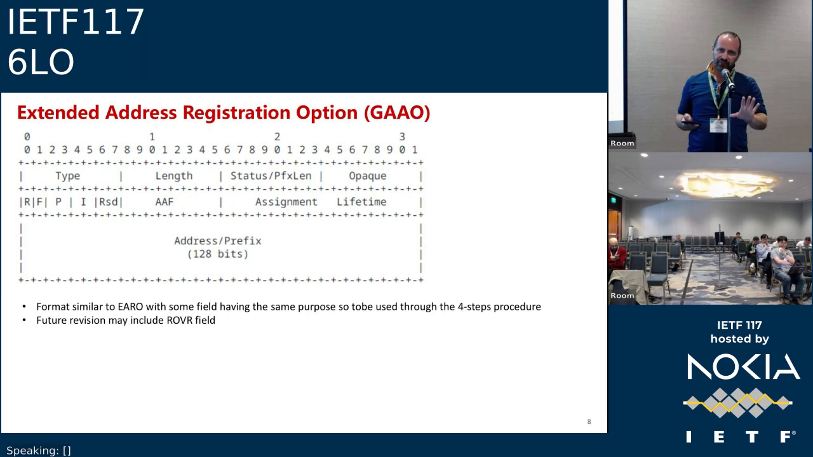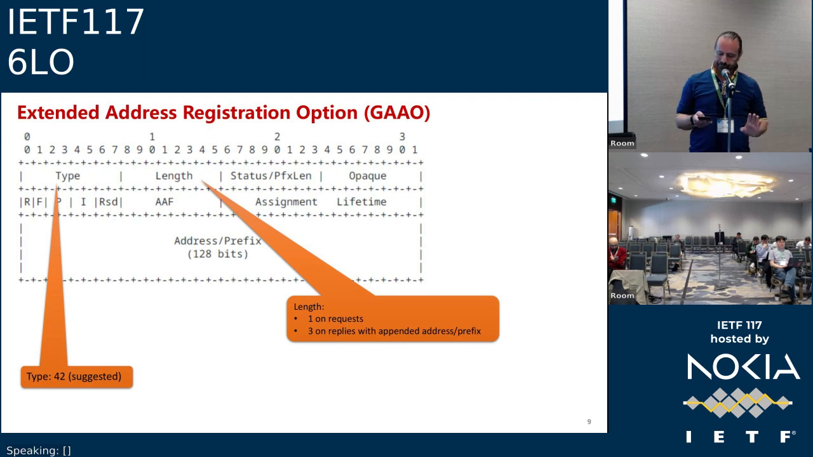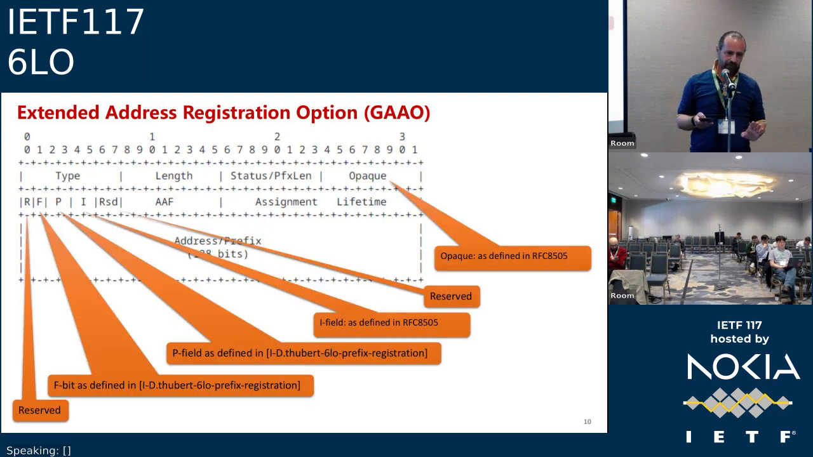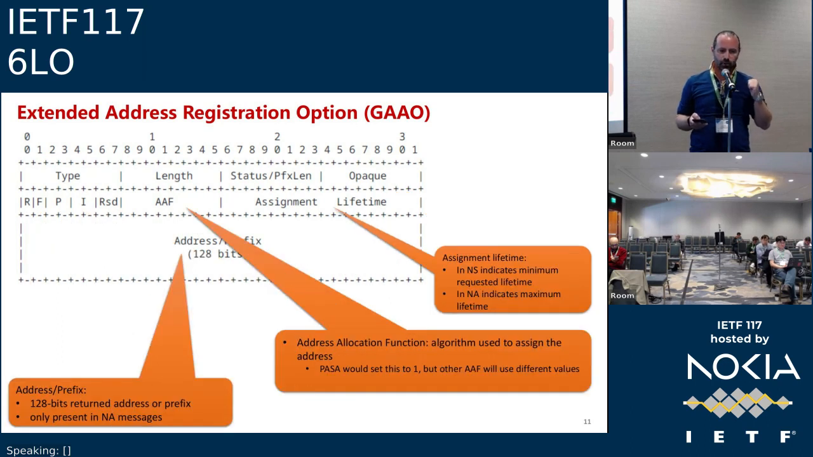The structure is very similar to ERO because it is a sequence. You use first this one and then the other one. So it would be good to simplify the usage of both one after the other. Let me skip a few things. All the fields that you see here are basically the same as in ERO. The differences are here. We have a field to indicate the address allocation function that has been used. Lifetime is the same, and then we append the address.